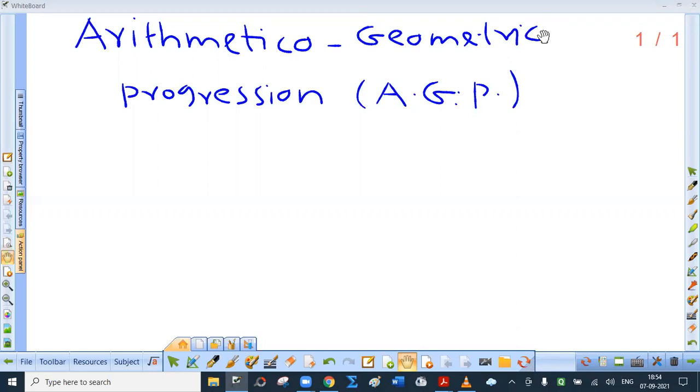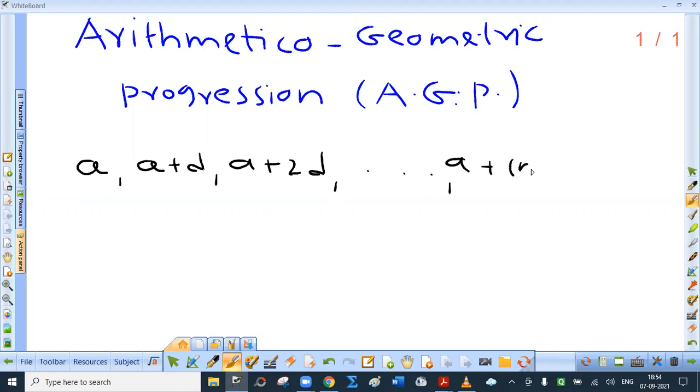Arithmetico-geometric progression. Consider the arithmetic sequence whose first term is A and common difference is D. So what is that? It is A, A plus D, A plus 2D, and so on. What is the nth term? A plus (n minus 1) into D, and so on. There are many more terms.